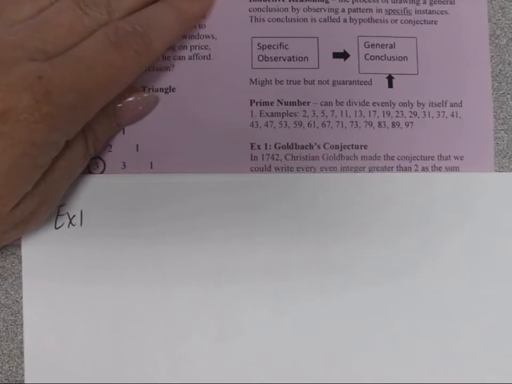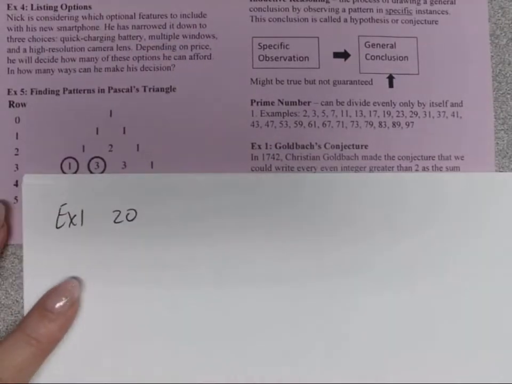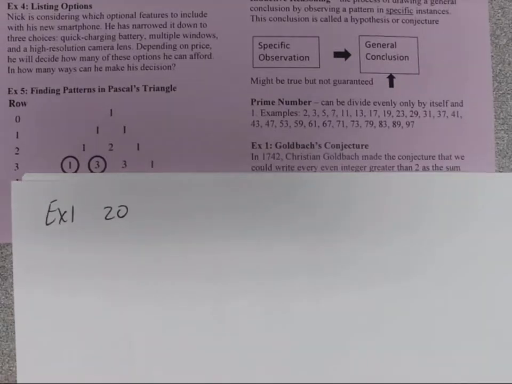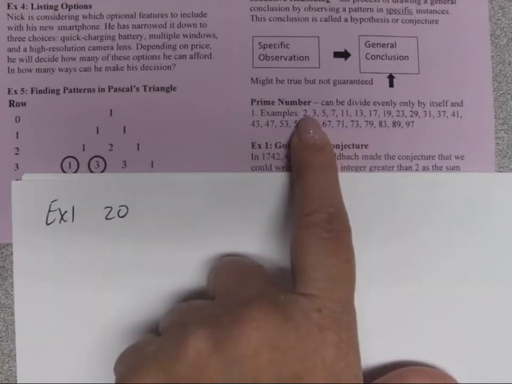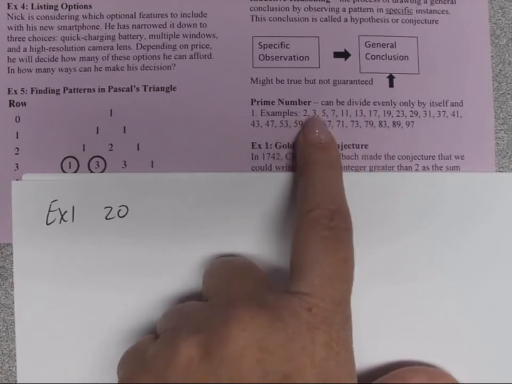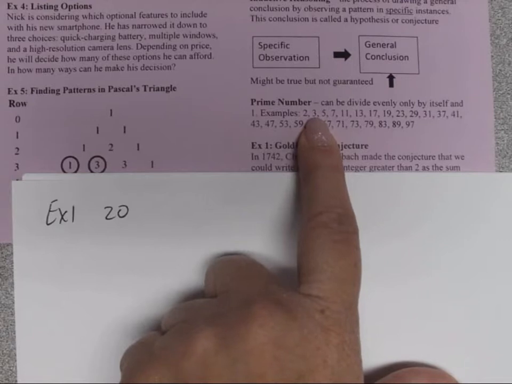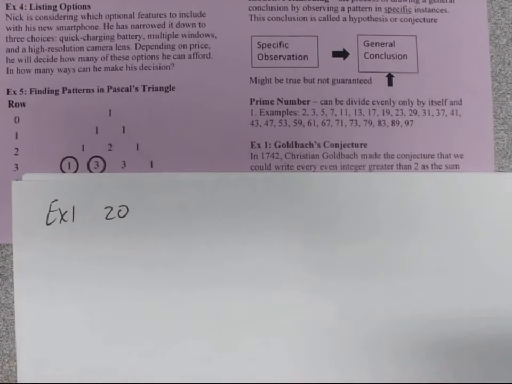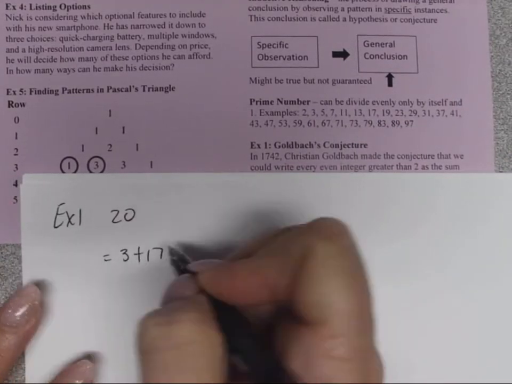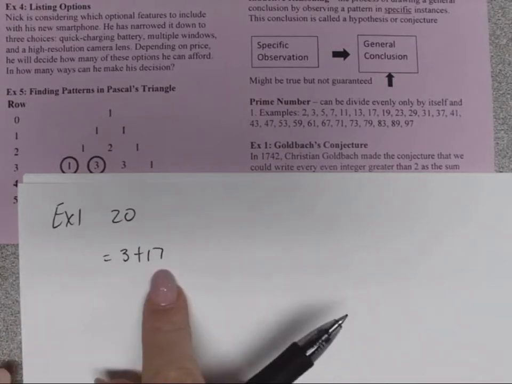The first one we're looking at is the number 20. I need to rewrite 20 using 2 of those numbers. If I start at the beginning with the number 2, 20 minus 2 would be 18. Well, 18 is not on my list of primes, so I can't use 2. If I use 3, 20 minus 3 would be 17. Oh, 17 is also a prime number, so I could use 3 plus 17. That equals 20, and that's 2 prime numbers.